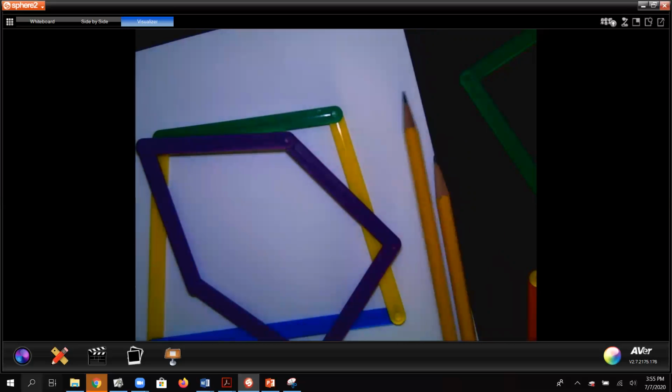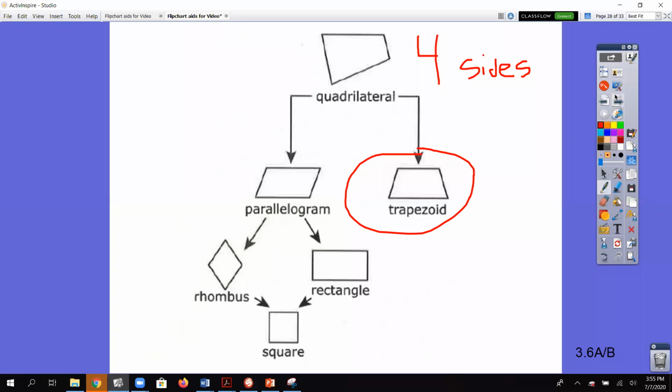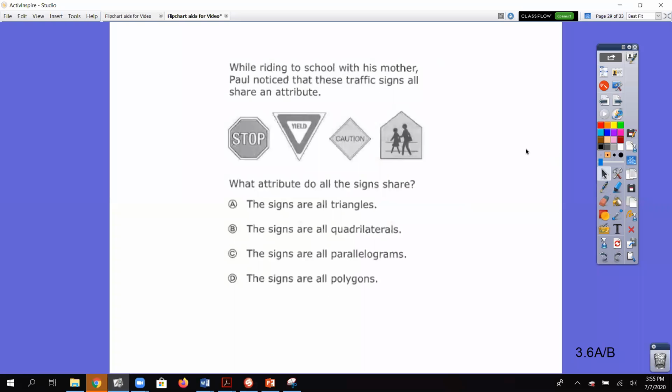Okay, let's go back and do a couple of questions together. This one says, while riding to school with his mother, Paul noticed that these traffic signs all share an attribute. Now, the word attribute is like a characteristic. It describes it. What attribute do all the signs share?